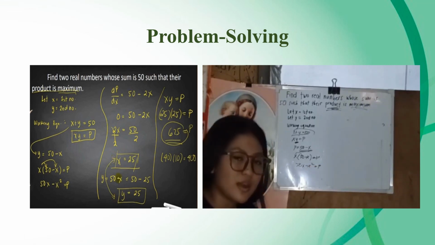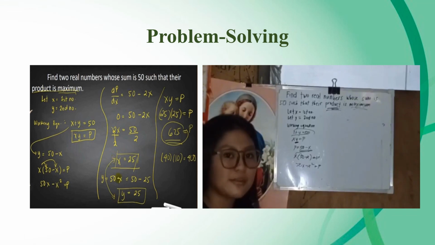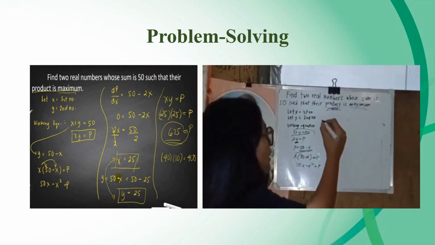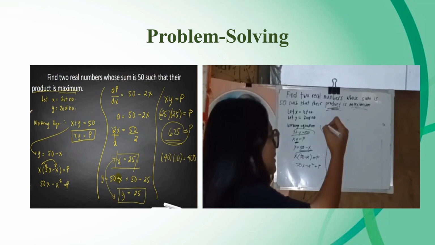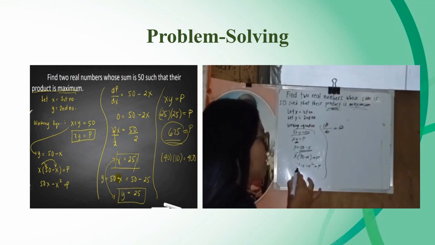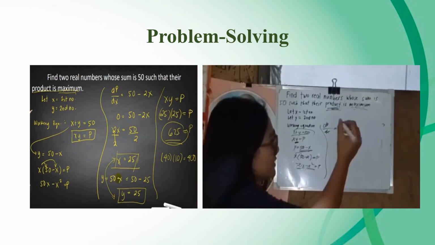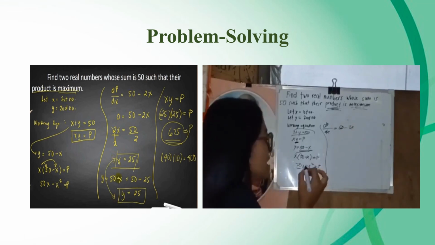Then next we are going to find the critical numbers. To get that, we take the first derivative of P. So the first derivative of P with respect to x equals 50. The derivative of 50x is 50. Then the derivative of negative x squared is, the derivative of x squared is 2x. Now follow the sign.